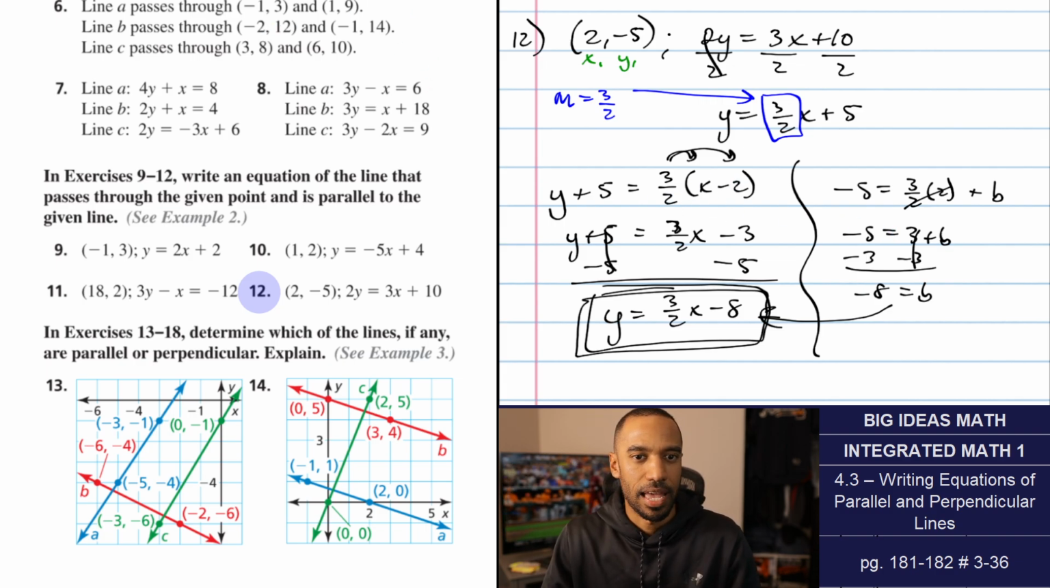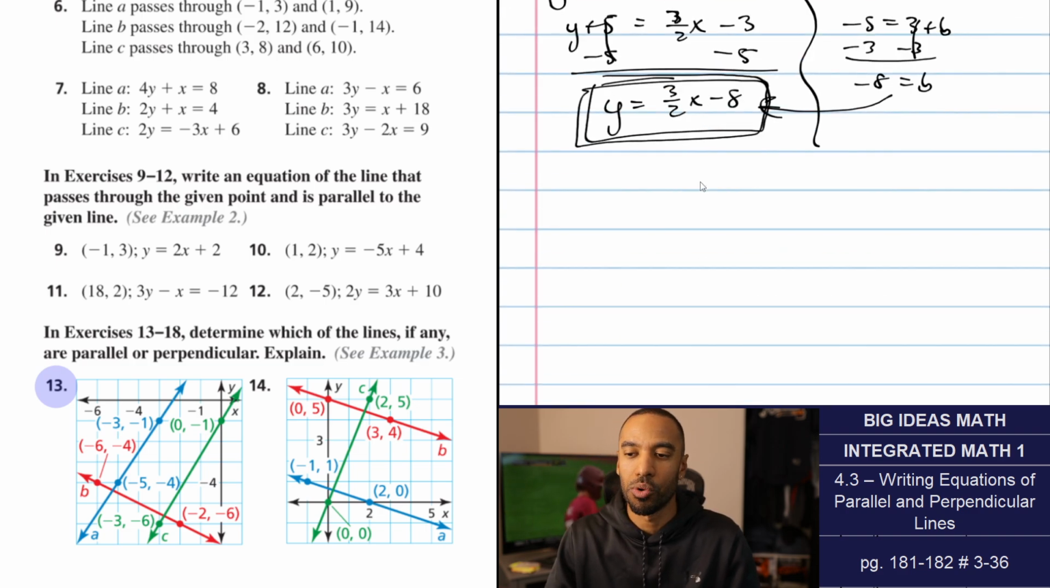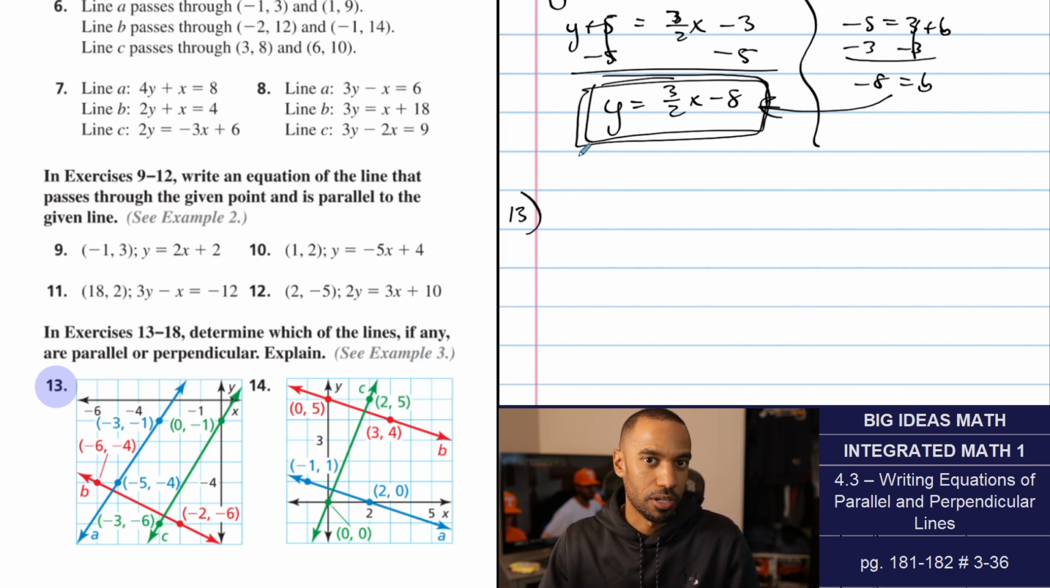Okay. That's the first 10 of this problem set from 3 through 12. Let's move on to numbers 13 and 14. Determine which of the lines, if any, are parallel or perpendicular. Explain. So parallel can still be in the cards, but perpendicular is also potentially in the cards.